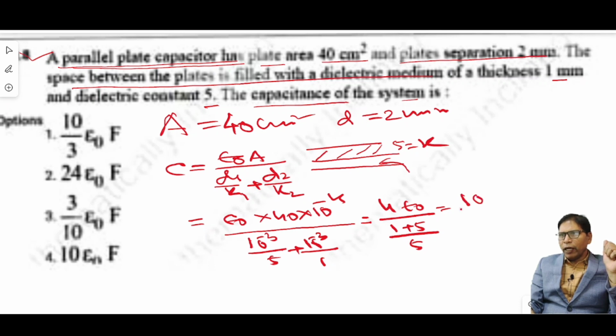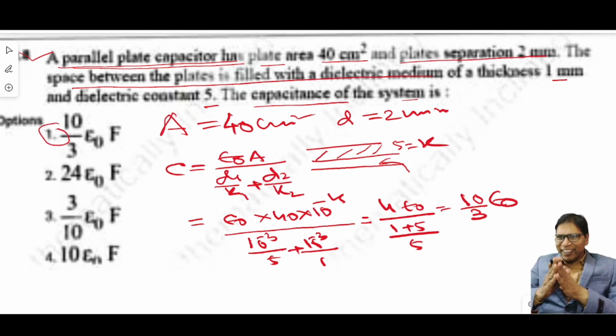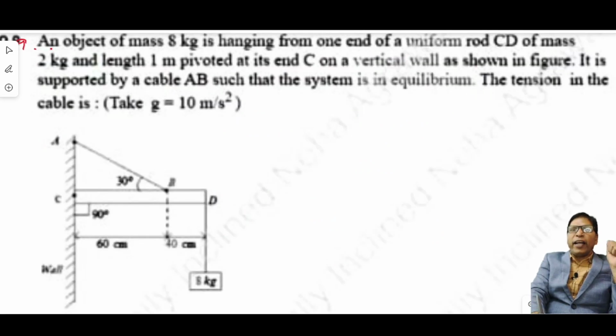That is 10 by 3 epsilon naught. Now look at this 10 by 3. So option 1 is correct. Okay. Now question number 9.